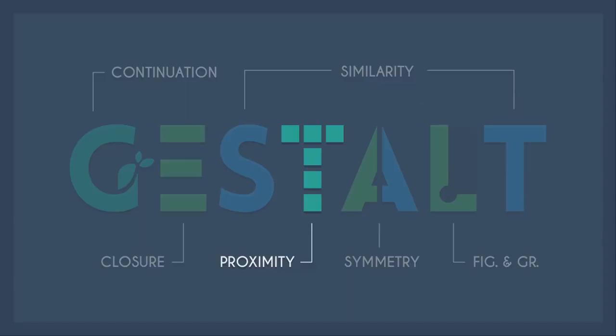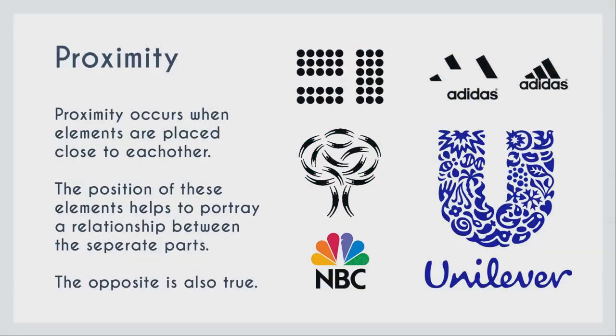Let's talk about proximity. Proximity occurs when things are close to each other. Simple as that. The position of each element helps to portray the relationship between the separate parts. The opposite is also true. If there is no proximity, there is a perception of a lack of relationship between those elements. We can see these group dots here, clearly perceived as 3 separate elements purely by this channel that's running down through them. If these were grouped together, they'd be perceived as a single element. Perhaps this is a count of some kind.